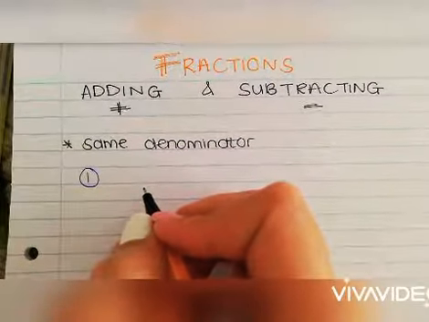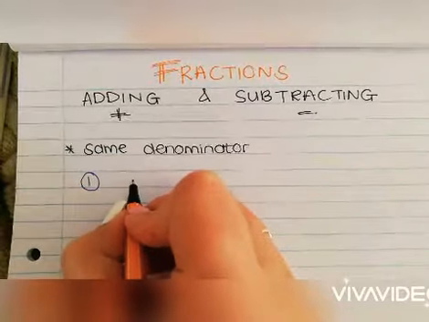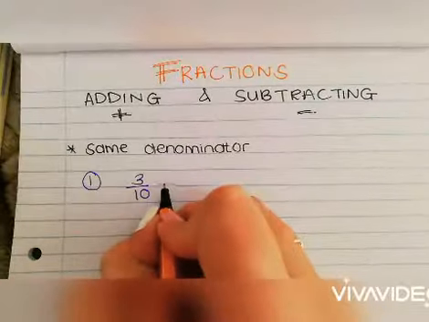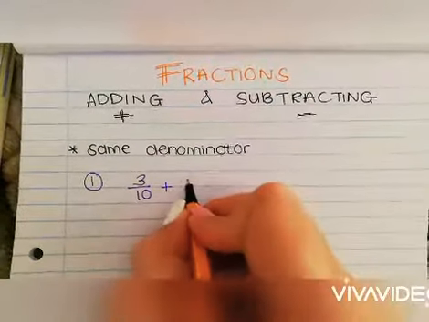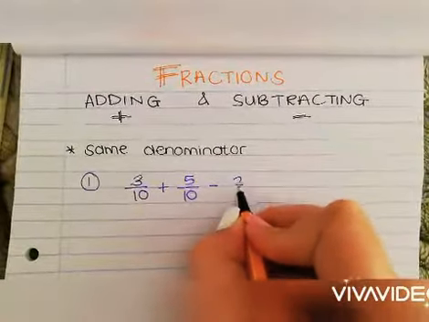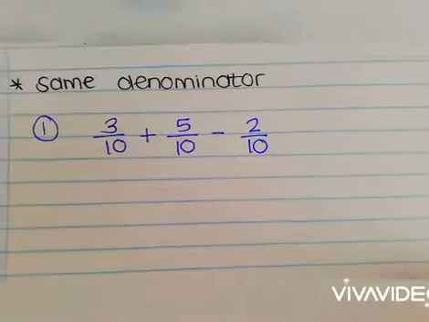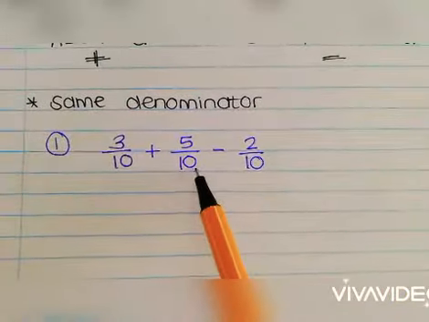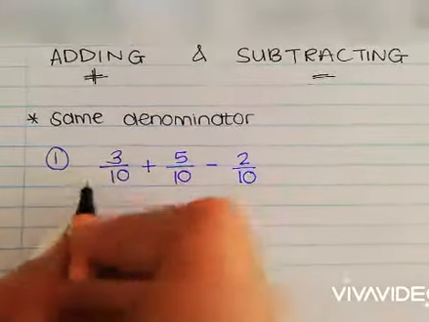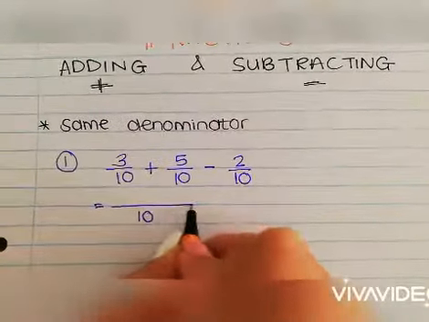So if I give you something like 3 over 10 plus 5 over 10 minus 2 over 10. Okay, so that's now our question. Do you see that they all have 10 as a denominator? So that means that we have the same denominator for all of them. So we're just going to keep the denominator the same since it is 10 for all of them.